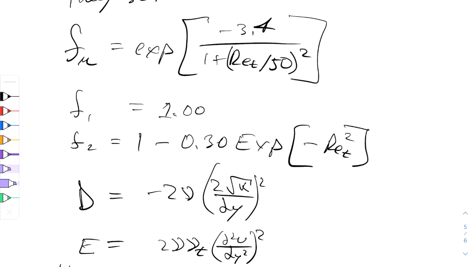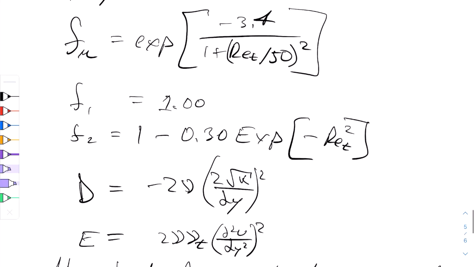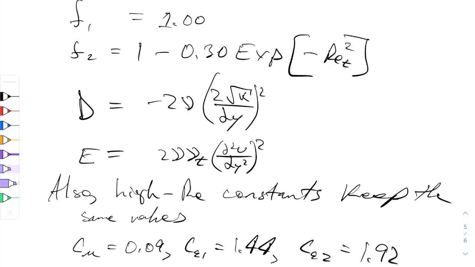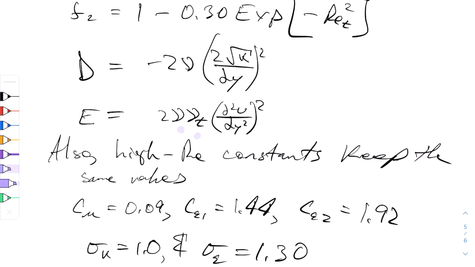f1 they set to unity. f2 they set to unity minus 0.3 of exp to the negative Ret squared. They set the D function to negative 2 nu times the square of the partial of root k over partial y, and E to 2 nu nu_t, that's viscosity and eddy viscosity, times the square of the second partial of u with respect to y. Also, you'll see that the particular constants, which were previously defined for the high-Reynolds number model, are exactly the same values. And here they are for your reference, which we talked about in a previous lecture. You'll see the most familiar value of C mu of 0.09.